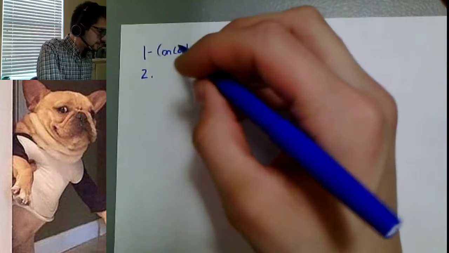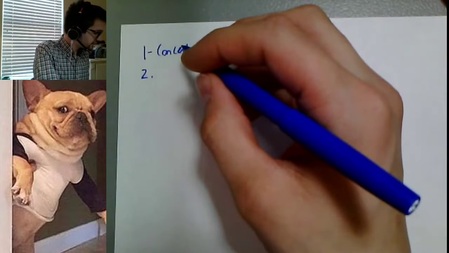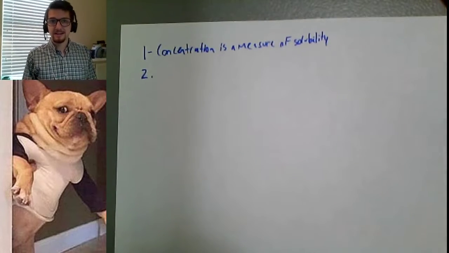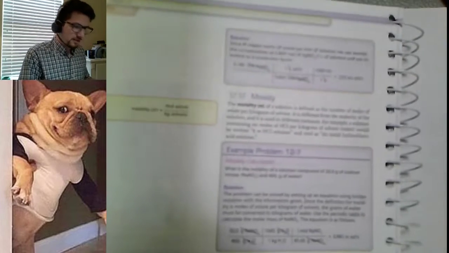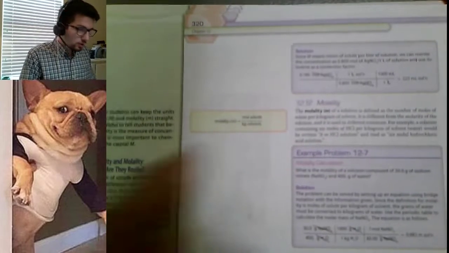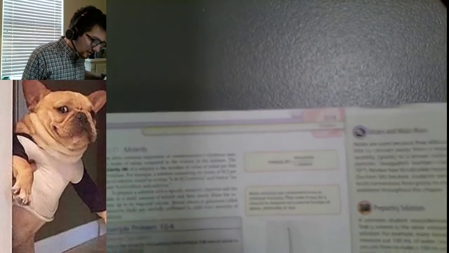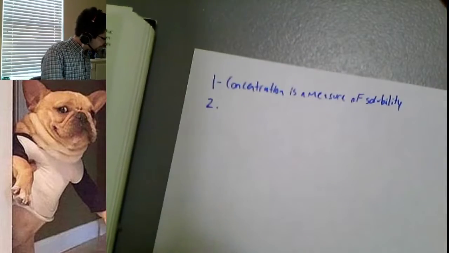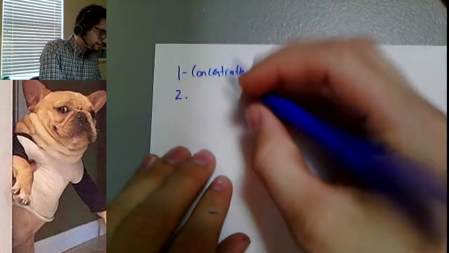Number 2. List 2 different units used to express quantities of a solute in the different measures of concentration. Really complicated way to say, what are the units in your solute? So let's look. Solute. I see moles of solute. I see volume of solute. I see mass of solute. Moles of solute. So really the most common ones are going to end up being grams and moles.